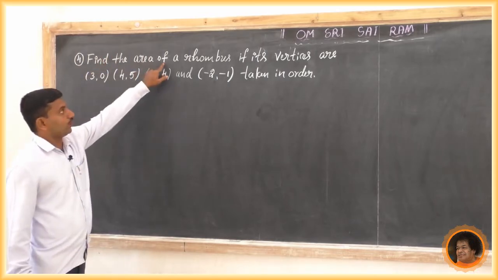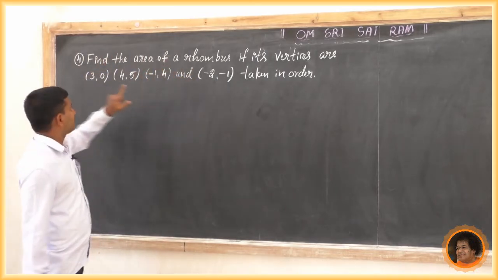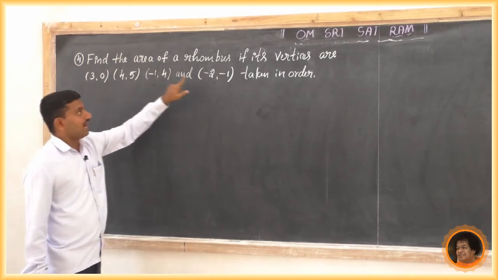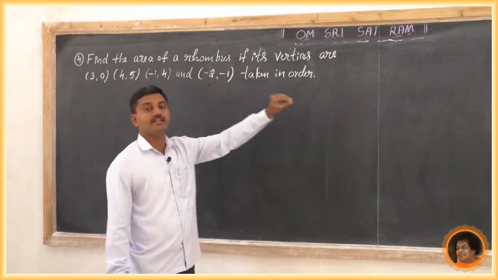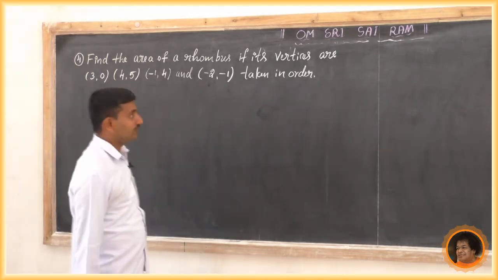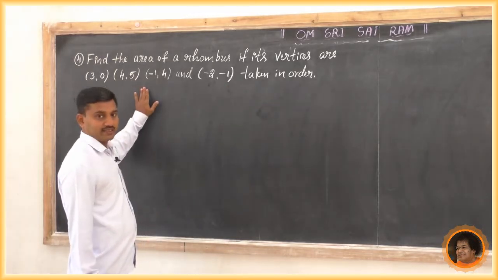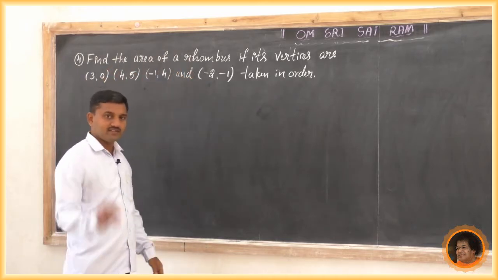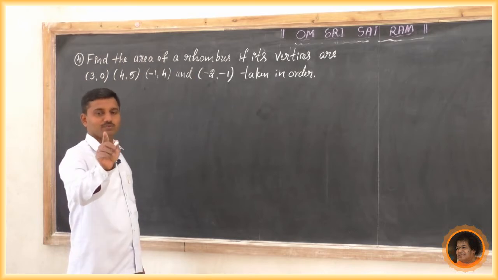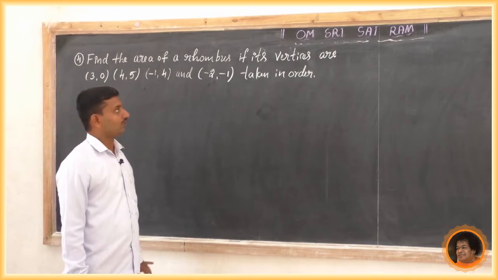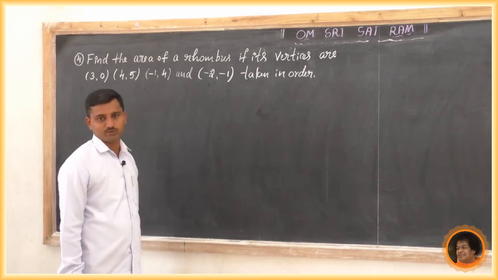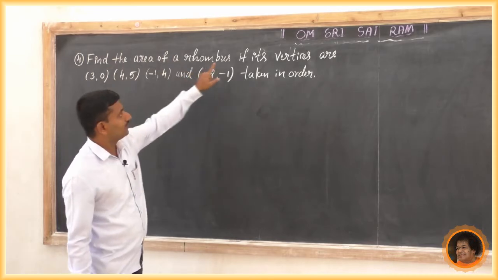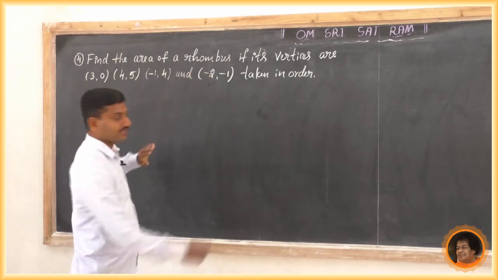Find the area of a rhombus if its vertices are 3, 0, 4, 5, minus 1, 4 and minus 2, minus 1 taken in order. Understand the question correctly. Find the area of a rhombus. You have to know the formula to find the area of the rhombus. What is the formula to find the area of the rhombus? You already learnt it in your previous classes. So find the area of the rhombus if its 4 vertices are given.